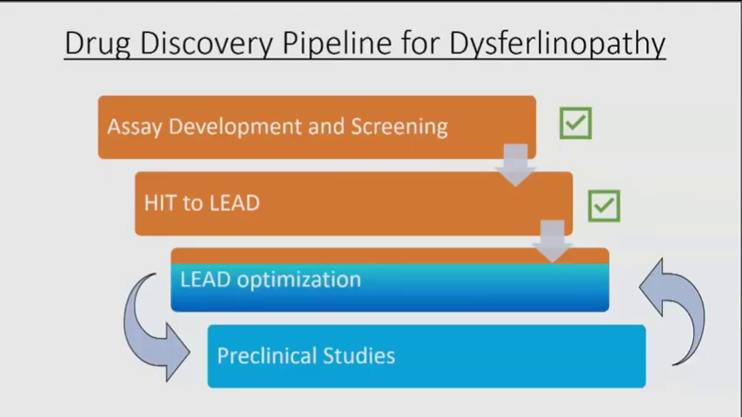In the drug discovery pipeline, you develop assays, you screen compounds, you find hits, you promote hits to leads, you do lead optimization, you take those compounds and you try to make them the best compounds you can in preclinical trials before you get them into patients. This is an oversimplification. Many people here know much more than I do about this.